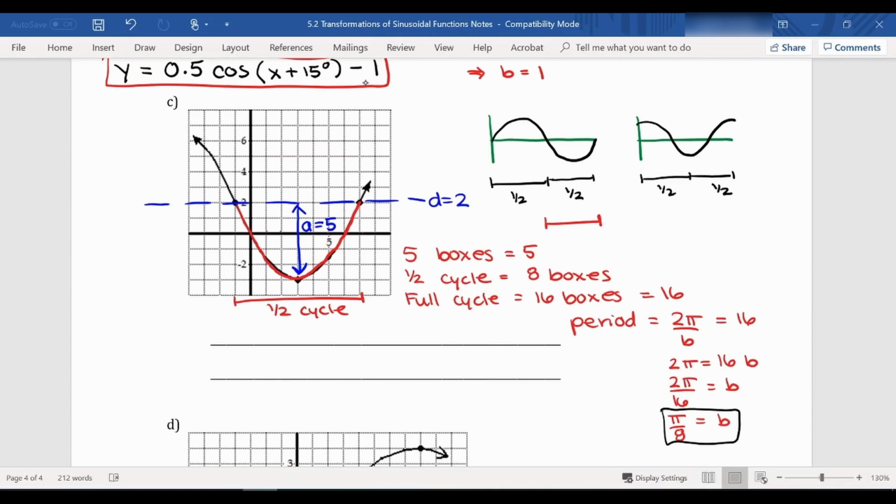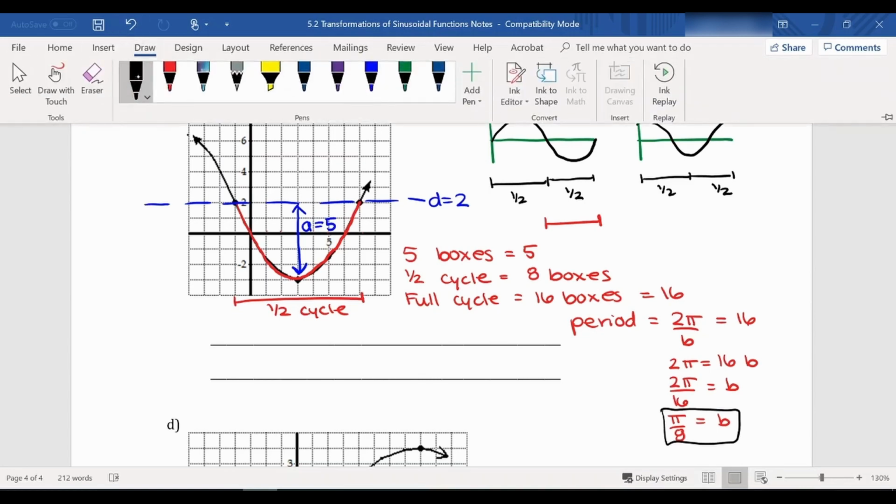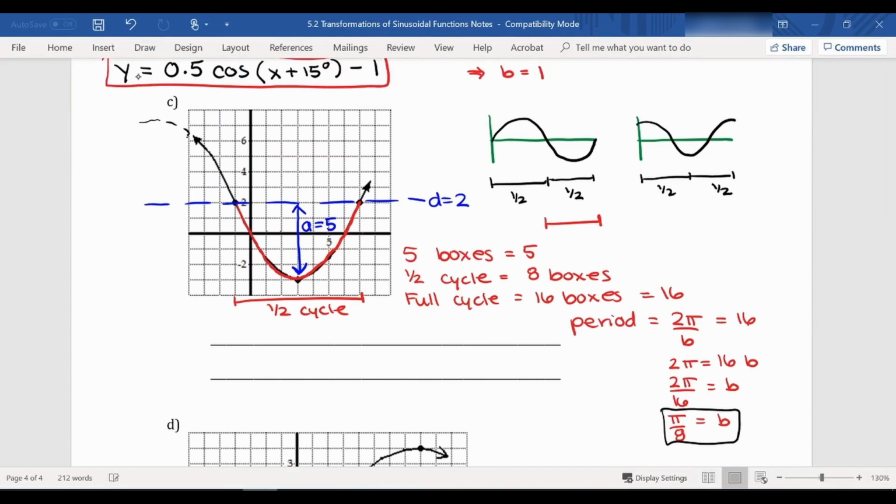Now, part of the problem is we don't know where this graph is going off to the left. We can use all this information that we just figured out using the period and such to find where it goes, but it's probably easier to see this as a sine graph that moved left 1 box and that has been reflected.